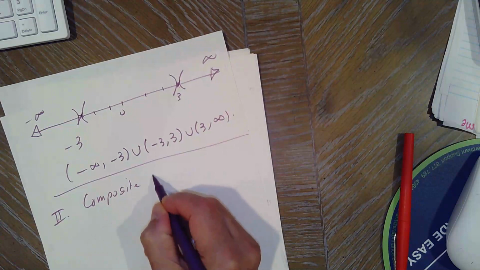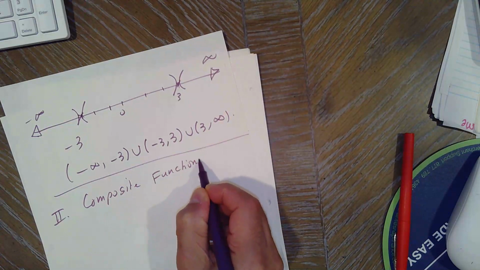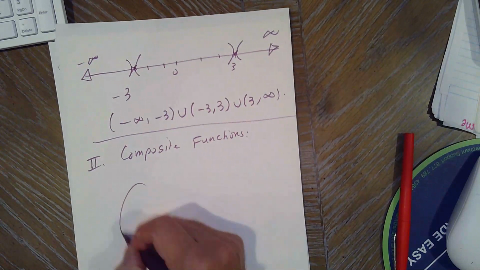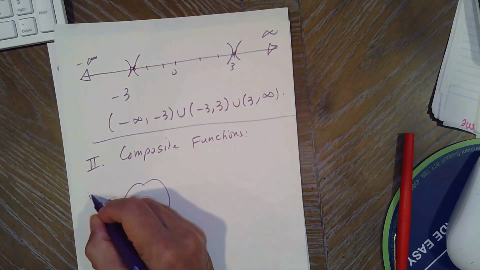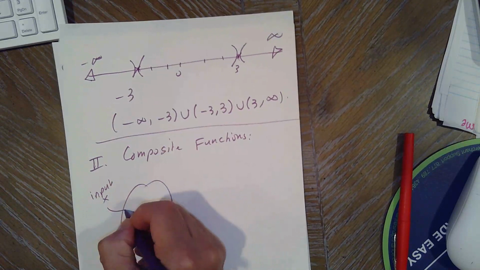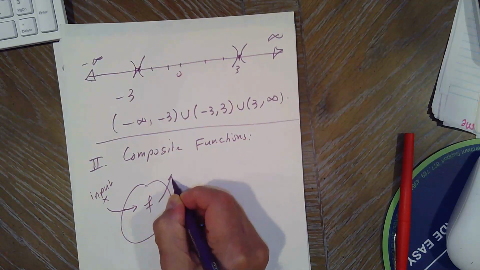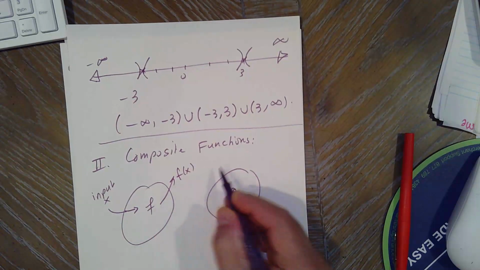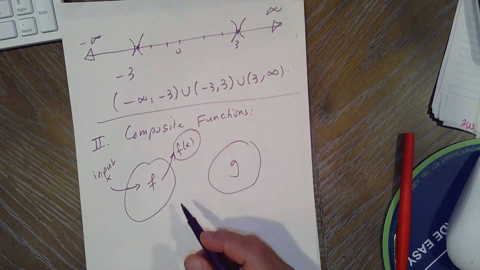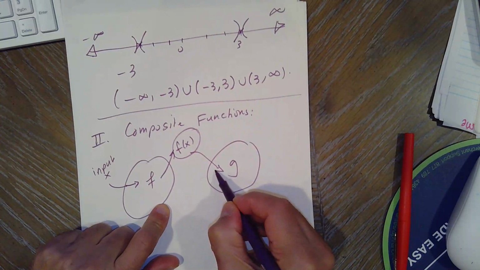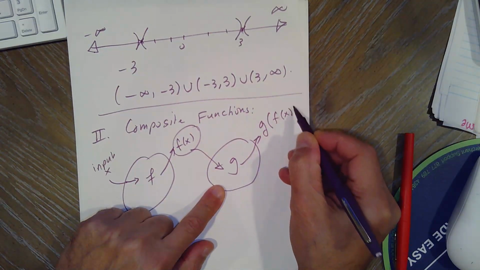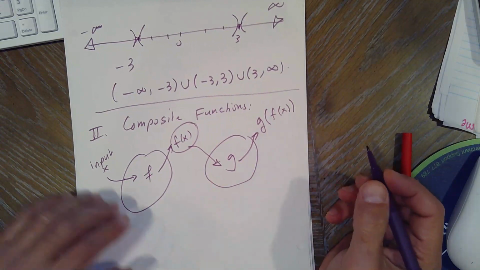Composite. So now instead of putting the functions side by side and letting x go into f and then x go into g, I'm going to do it a little differently. I'm going to still input x into f. It's going to give me y or f of x. Now, instead of inputting x into g, I'm going to take the output from f, which is f of x, and input it into g. It's going to give me g of f of x.